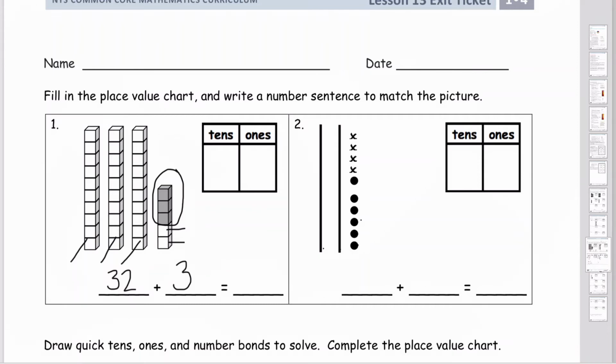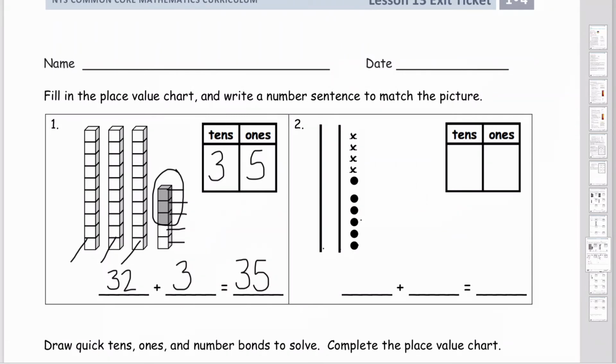Now to solve, we need to count on. So start with that number you know, 32, 33, 34, 35. So our sum would be 35, which is the same as 3 groups of 10 and 5 ones. You're doing awesome. Let's move on to number 2.